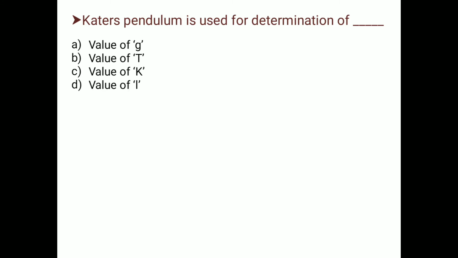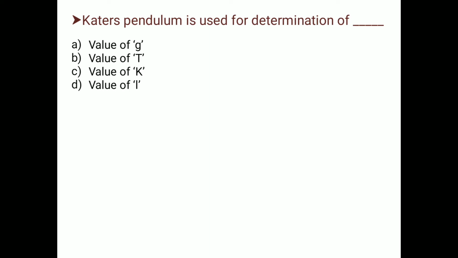So here are the options: value of g, value of T, value of k, or value of L. What is g? g is gravitational acceleration, or acceleration due to gravity. T is the period of oscillation. k is the radius of gyration, and L is the length of the pendulum. So if you go to lecture number 2, you will get the correct answer, that is value of g.